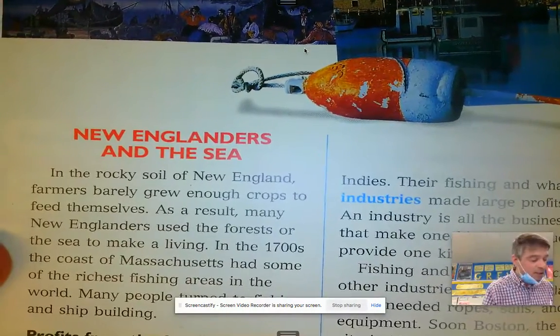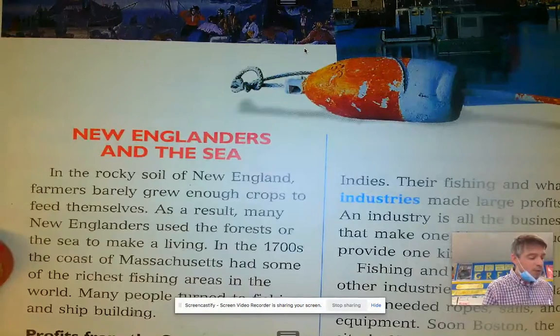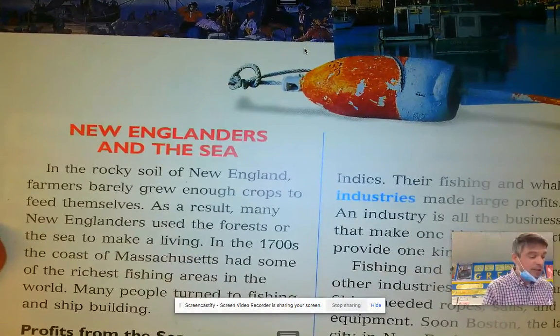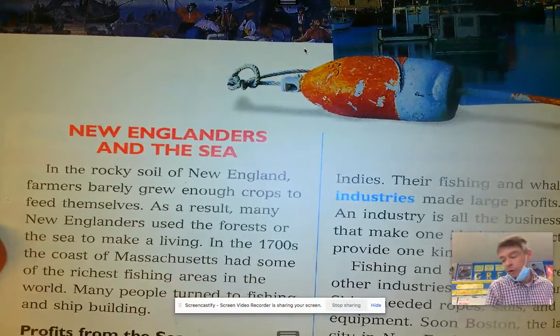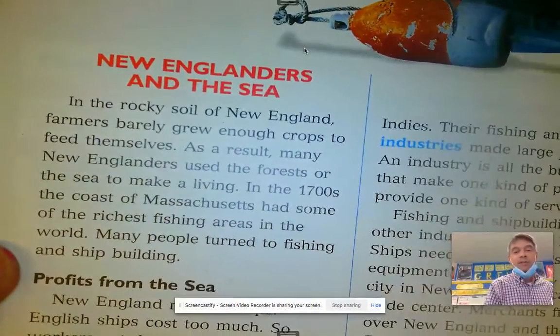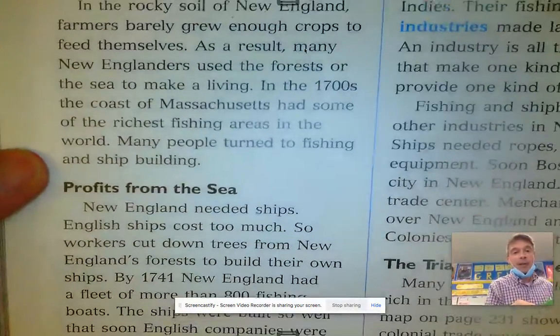In the 1700s, the coast of Massachusetts had some of the richest fishing areas in the world. Many people turned to fishing and shipbuilding. That was part of their economy. That's things that they did. Profits from the sea. Profit is the money that you make.